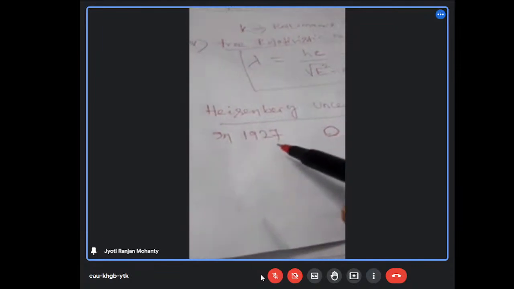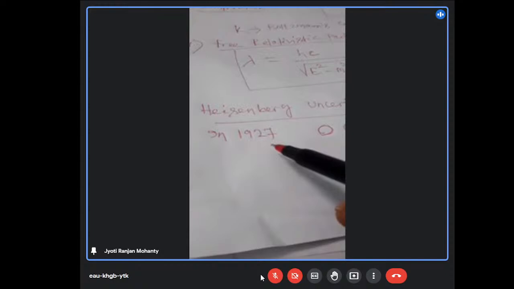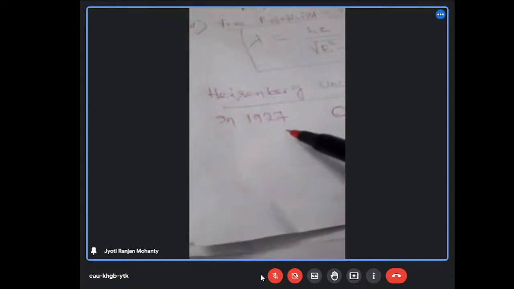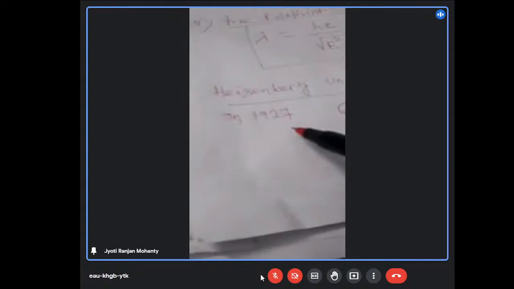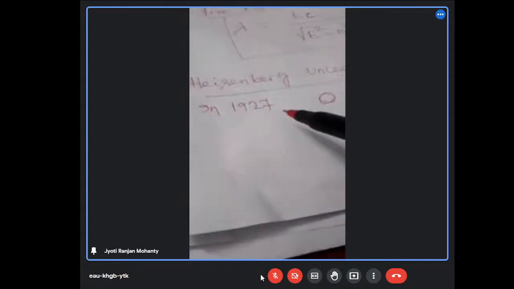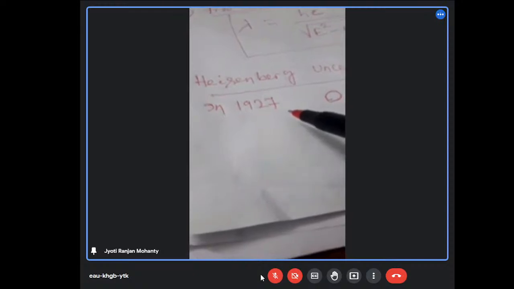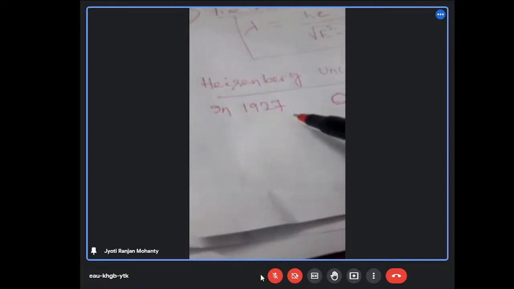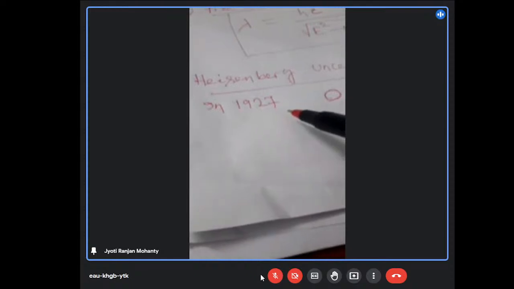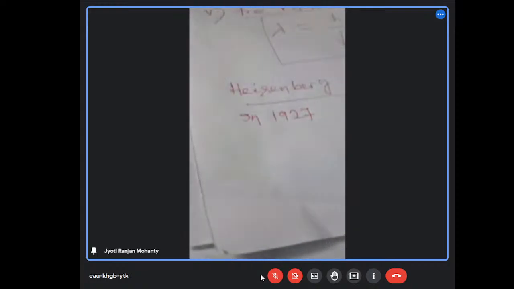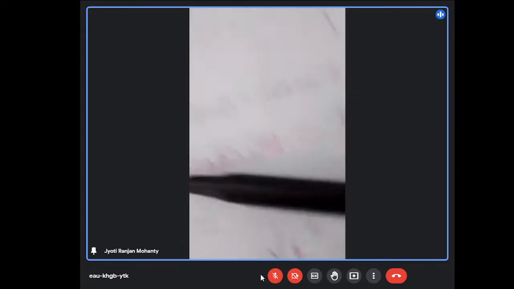Right. In 1927, Heisenberg proposed that one cannot measure simultaneously both position and momentum of a particle correctly. One cannot measure position and momentum of a particle correctly.